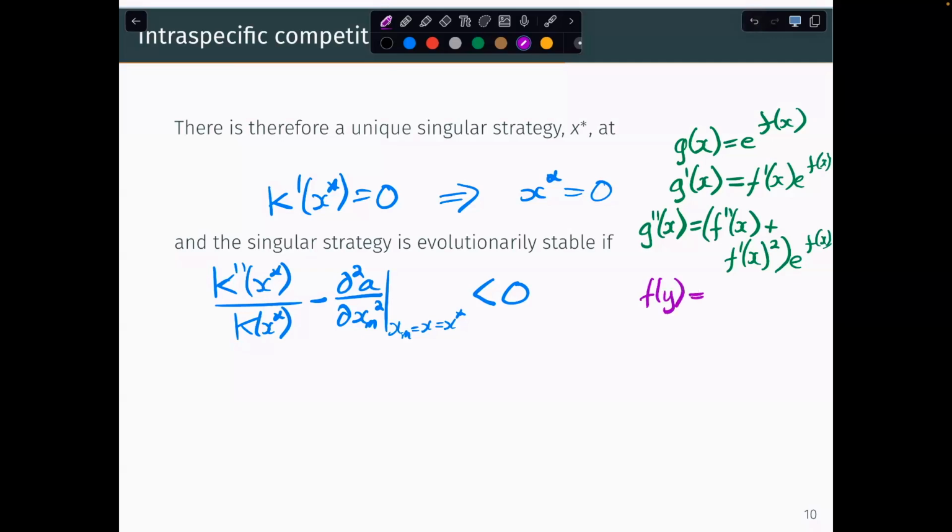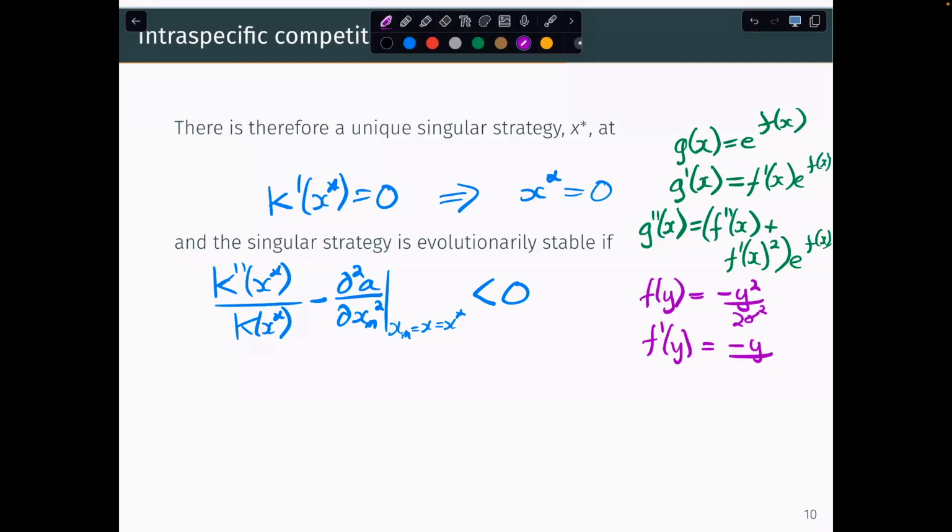F of y is going to equal minus y squared over 2 sigma k. F prime of y, therefore, is going to be minus y over, sorry, I won't call these sigma k's. I'll call these, let's just call this 2 sigma squared.